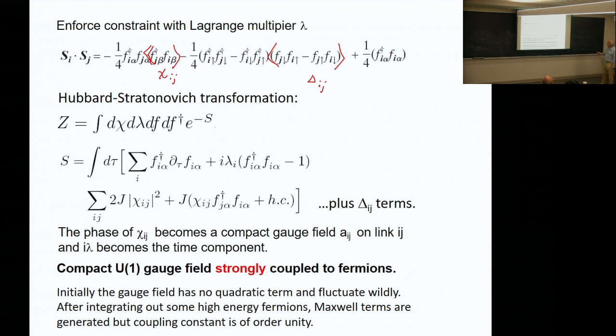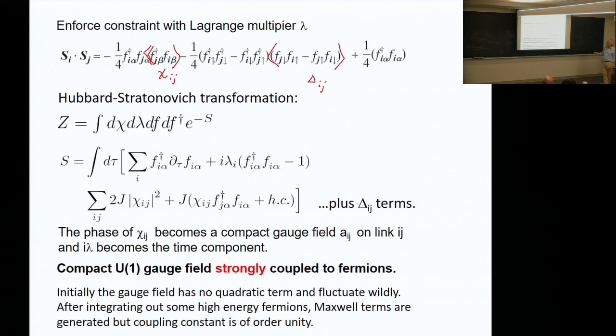But if you look at this problem, then you immediately see that this is a gauge theory, right? Because the chi ij is in general complex, and its phase would be a complex hopping. So if you hop around a plaquette, you'll pick up some flux. So this is a compact U1 gauge theory, and this Lagrange multiplier becomes the time component.